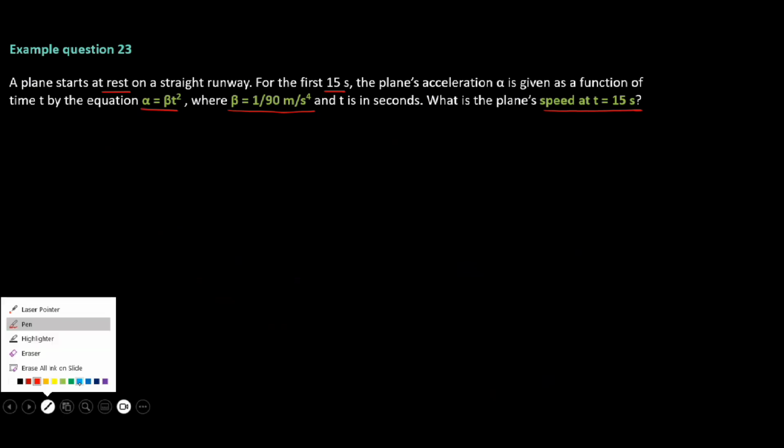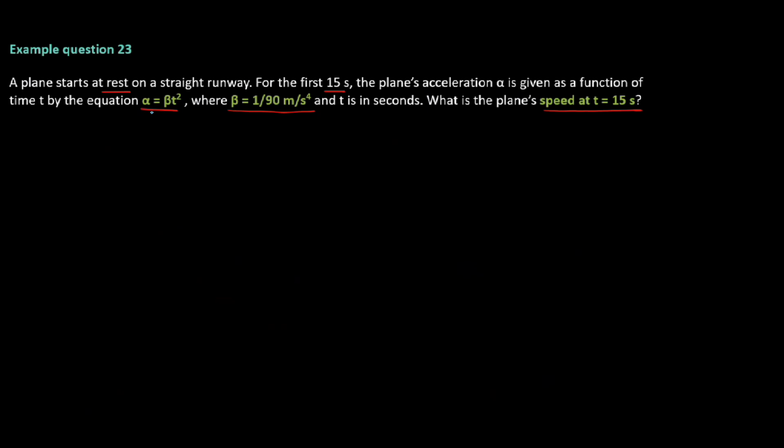So here we have been given the acceleration function, and this time it is written as alpha instead of a. I write alpha equals beta t squared, where beta is 1 over 90 meter per second to the power 4. So I will substitute alpha equals 1 over 90 t squared. Initially the plane was at rest, which means its initial velocity v0 will be 0. We need to find the plane's speed, that means the final velocity v after time t equals 15 seconds.